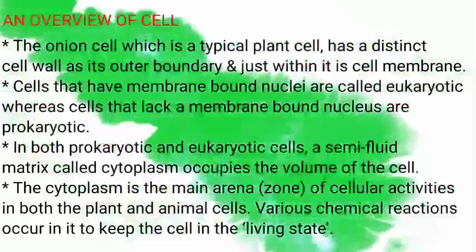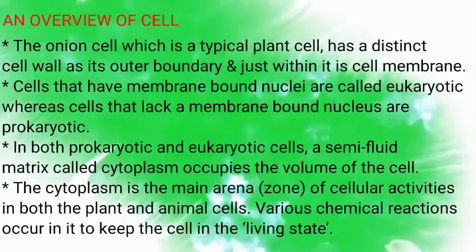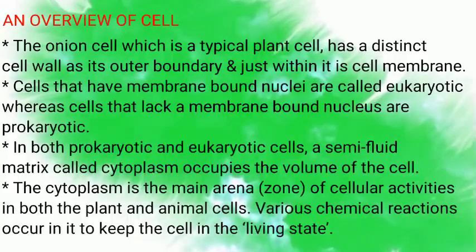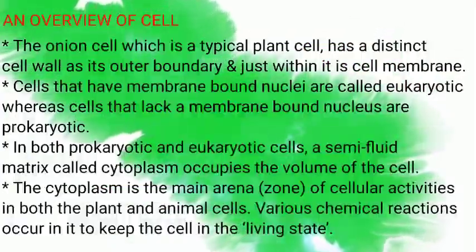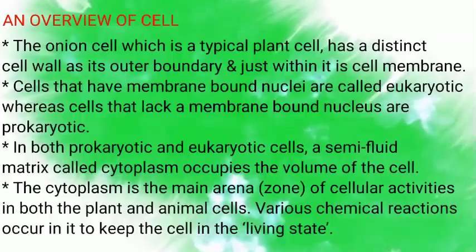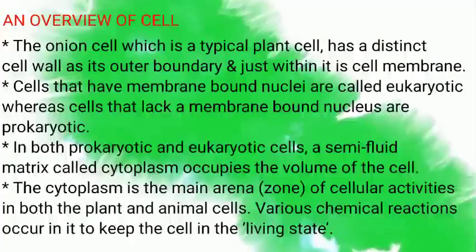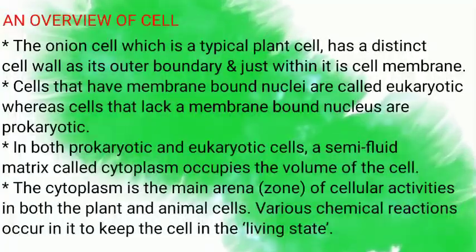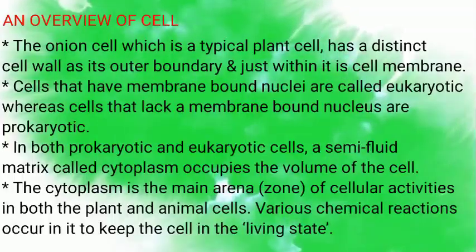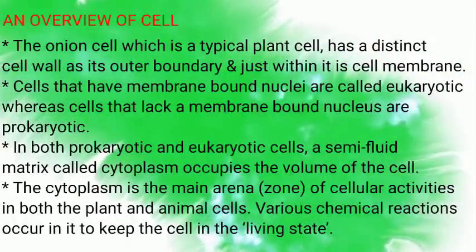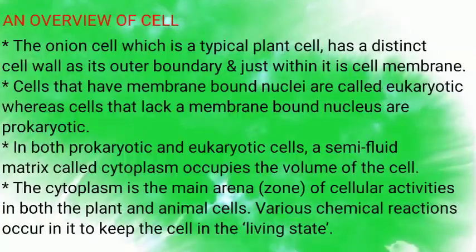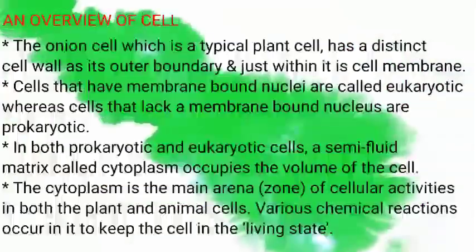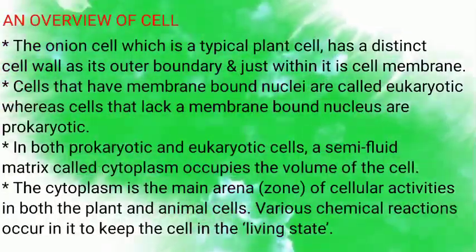The cells which contain membrane bound nuclei are called eukaryotic cells, whereas the cells which lack a membrane bound nucleus are called prokaryotic cells. Here in both prokaryotic and eukaryotic cells, a semi-fluid matrix or liquid living matter called cytoplasm occupies the volume of the cell. Cytoplasm is the main zone for cellular activities, and various chemical reactions occur in the cytoplasm to keep it in the living state.